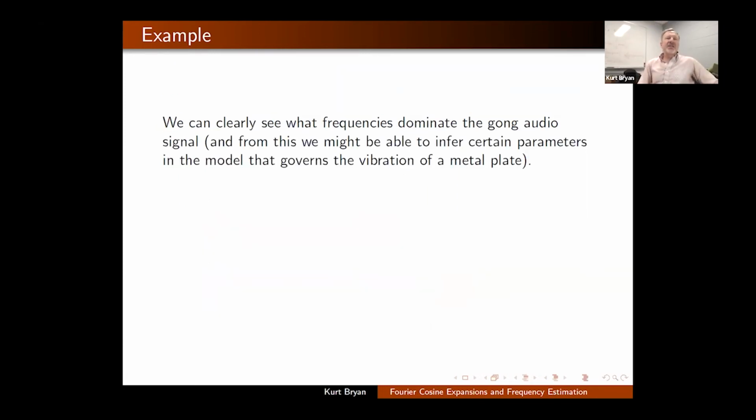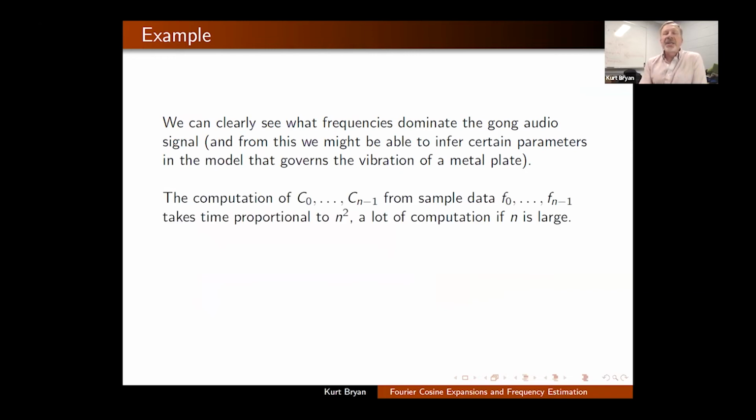And so, as I said, it's clear what frequencies dominate the audio signal from the gong. And from that, if you had a model of how a metal plate vibrates, you could use that to infer parameters about the plate: density, stiffnesses, stuff like that. The computation is a large one. If I have 53,000 data points, it turns out that the amount of computation is proportional to 53,000 squared.